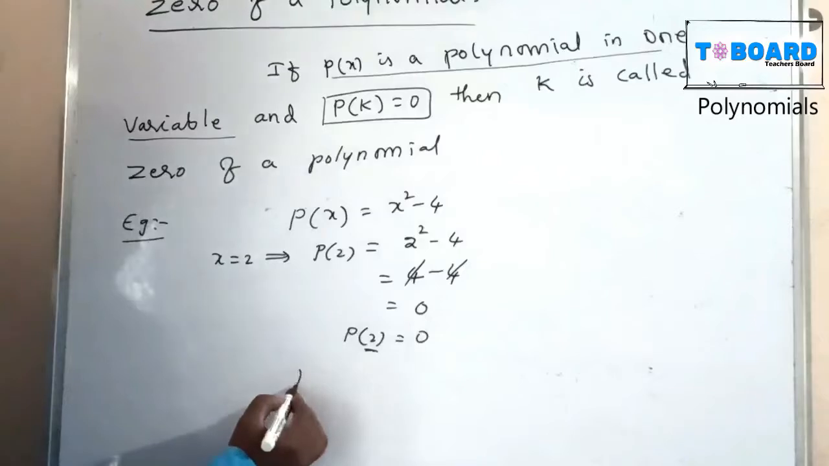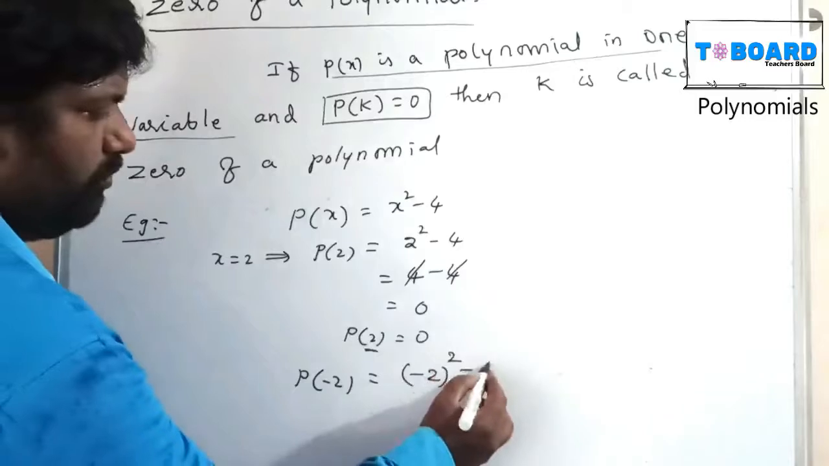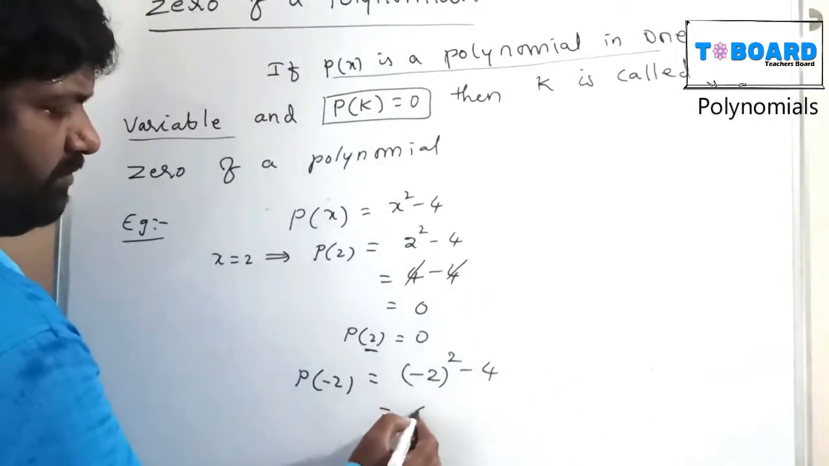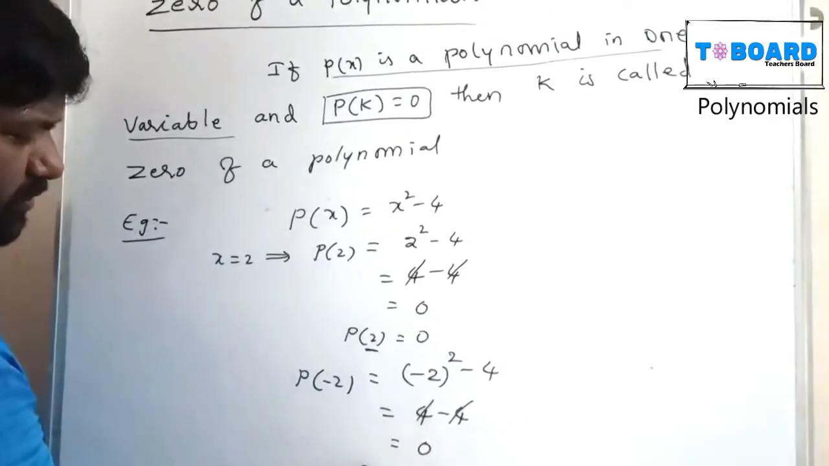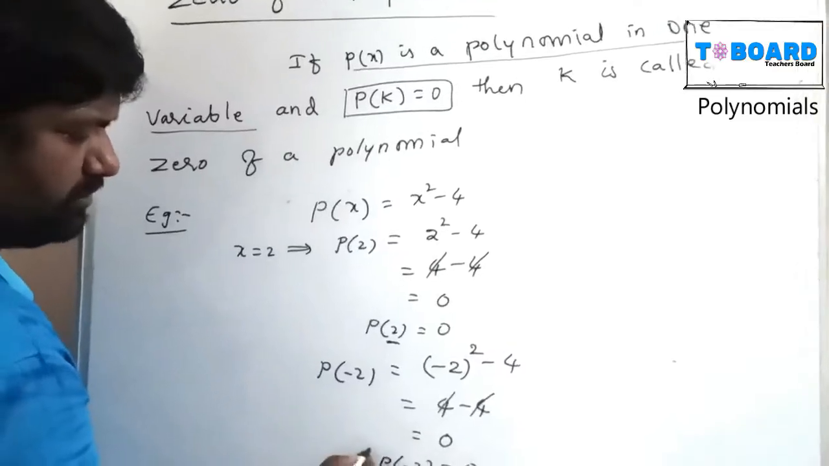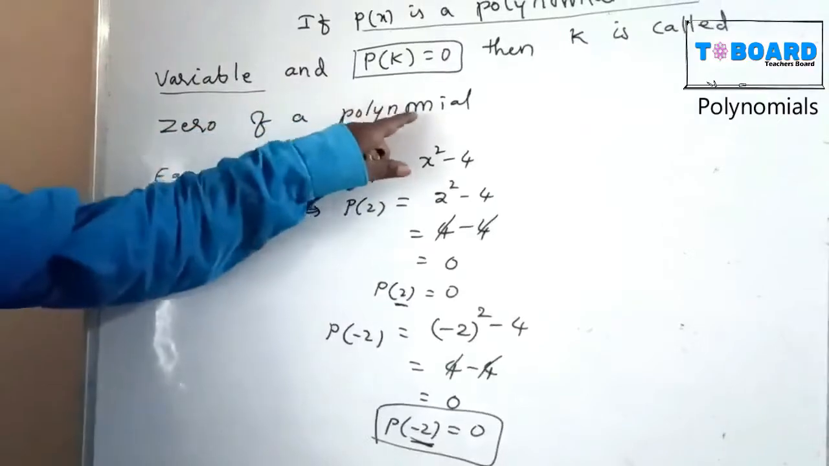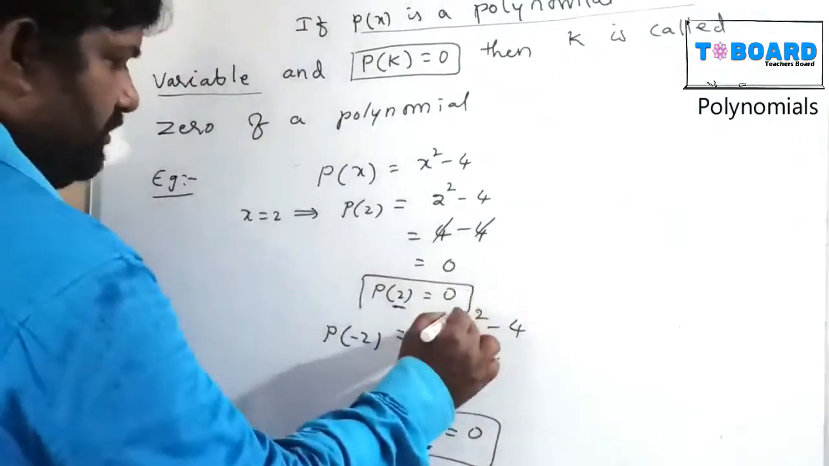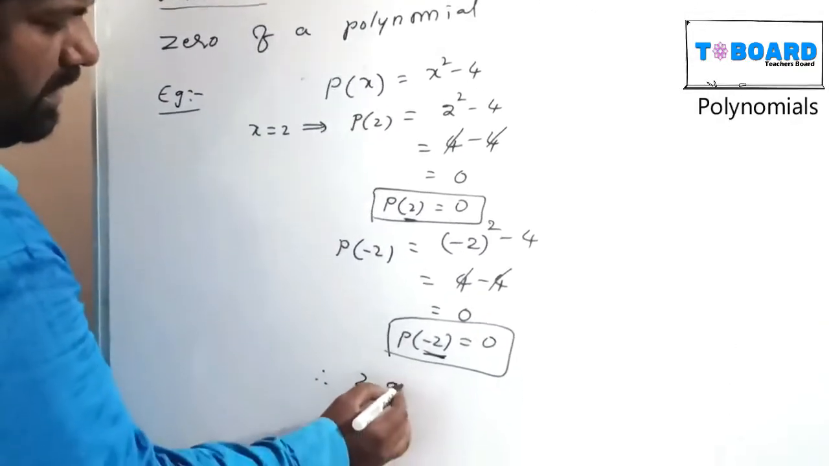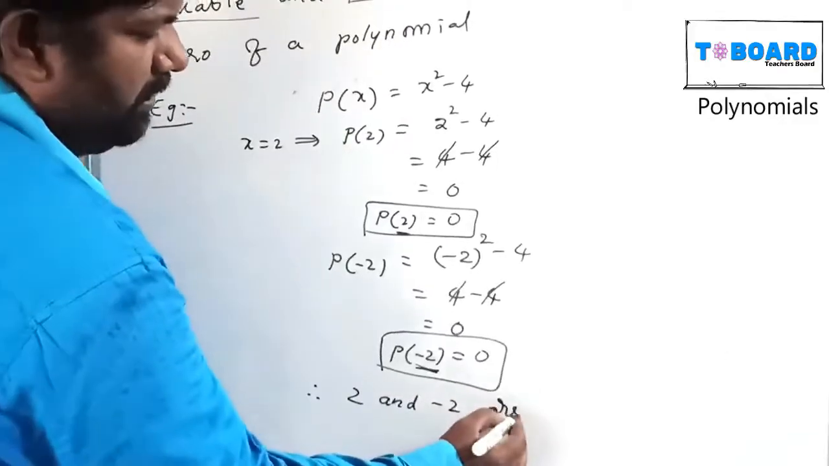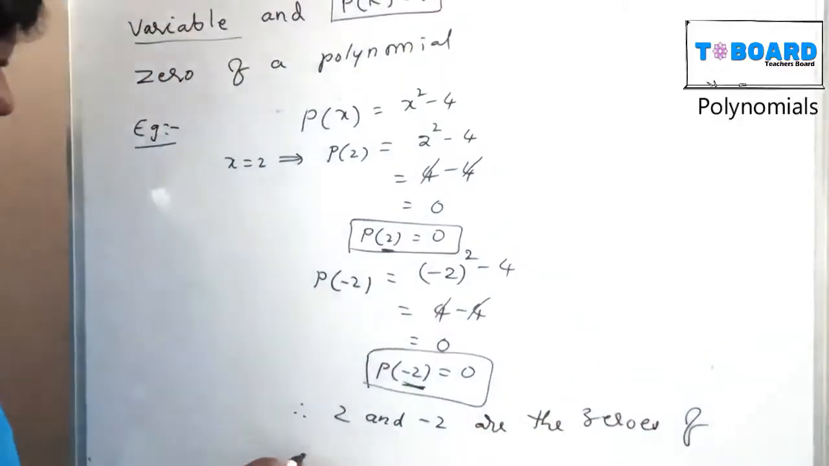Suppose p of minus 2, that means minus 2 whole to the power of 2 minus 4. Minus 2 whole square is 4, minus 4, so plus 4 minus 4 cancel, 0. The p of minus 2 equals 0. Then minus 2 is a zero of the polynomial. Here p of 2 equals 0 and p of minus 2 equals 0. Therefore 2 and minus 2 are the zeros of the given polynomial.